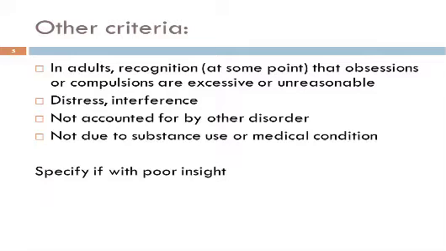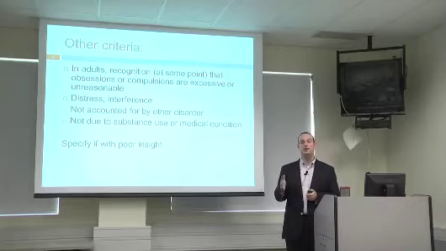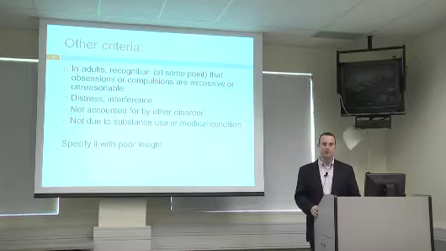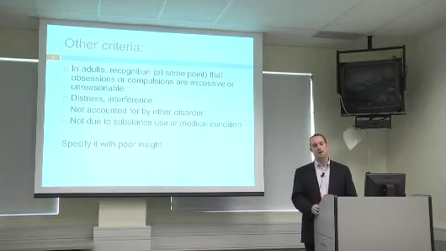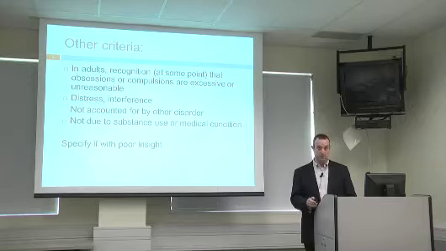Other criteria include, for adults, this is not the case for kids, but for adults it has to be recognition at some point during the illness that the obsessions or compulsions are excessive or unreasonable. Again, if there's no insight at all at any point, that's starting to make us think that it's a little bit more of a delusional thing. So I'll show you in a moment that the degree to which people with OCD believe that their thoughts are reasonable, there's a spectrum about how much people believe that. But if somebody really never at any point had any insight into the fact that their obsessions or compulsions are excessive or unreasonable, that makes us wonder about whether it's delusional as opposed to an OCD kind of presentation.